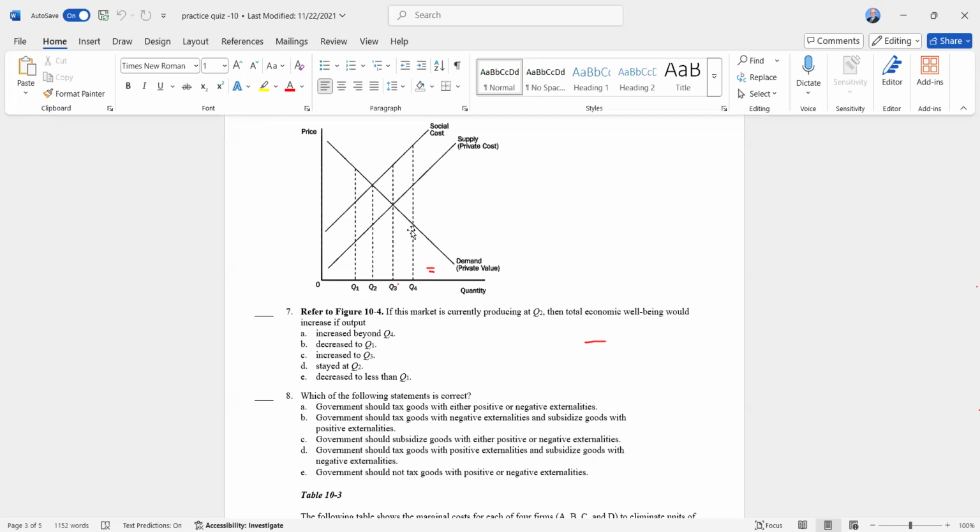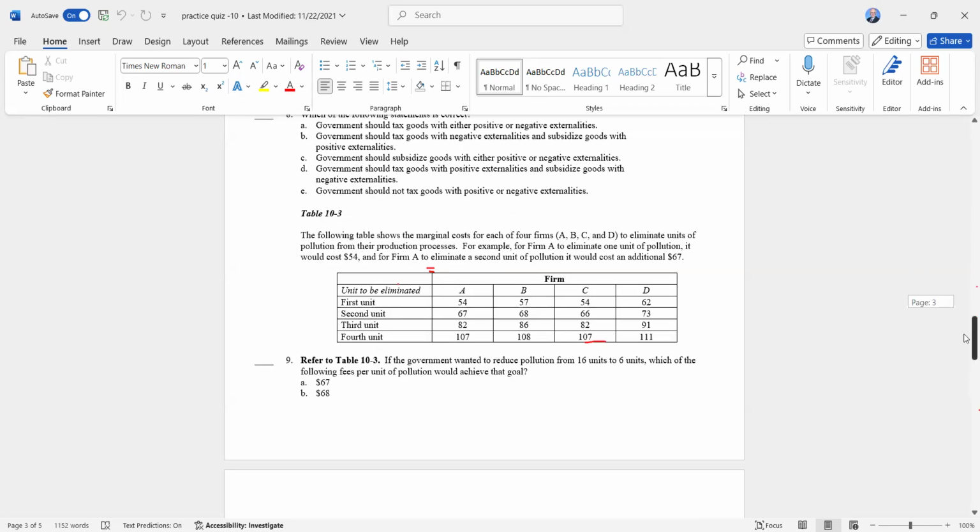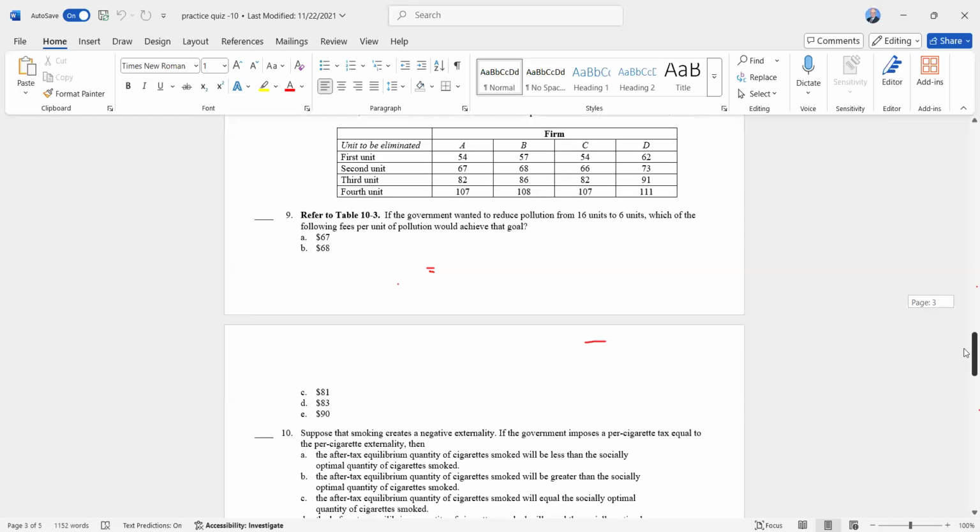Government should tax goods with negative externalities and subsidize goods with positive. Okay? We know that. Positive externalities have external benefits and negative externalities have external costs. All right. Number 9.